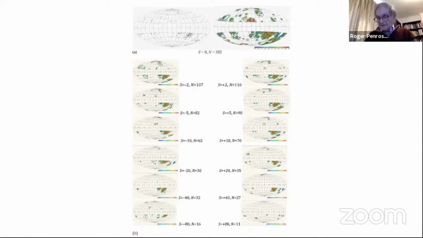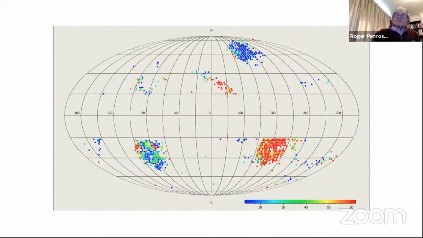A Polish group did a different analysis. I won't talk about that for the moment, but I will talk about this, which is the centers. This is now the Planck data. The previous one was the WMAP data. This is the Planck data.